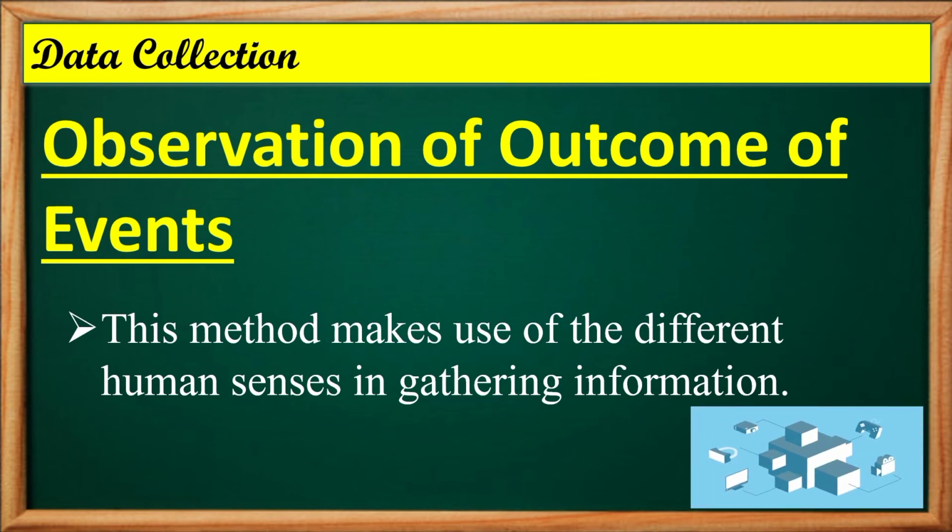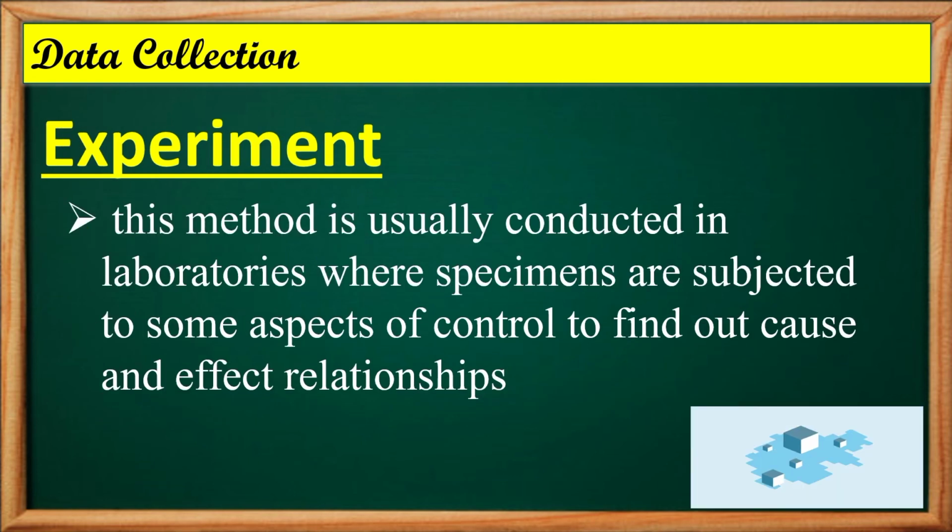This method makes use of different human senses in gathering information. The third one is the experiment. This method is usually conducted in laboratories where specimens are subjected to some aspect of control to find out cause and effect relationship. Tulad ng sinabi natin kanina for the medicine, experiment number 1, ganito yung nangyayari. Experiment number 2, ganito yung nangyayari. Experiment number 3, ganito yung nangyayari. Then, interpret that data based on the result. Okay? That is the collection through experiment.